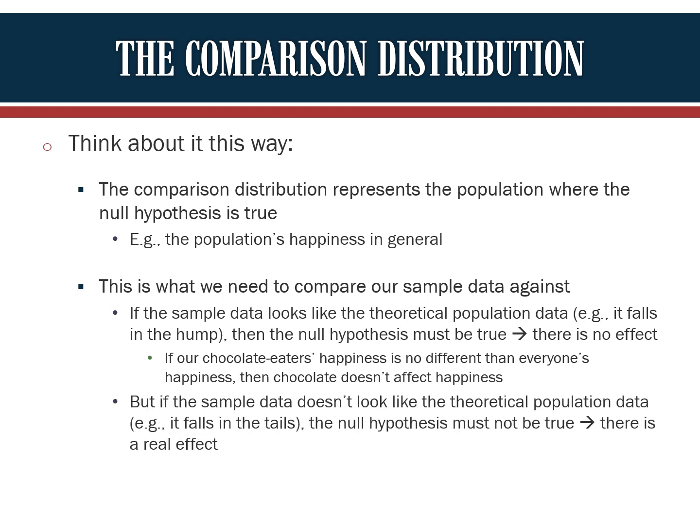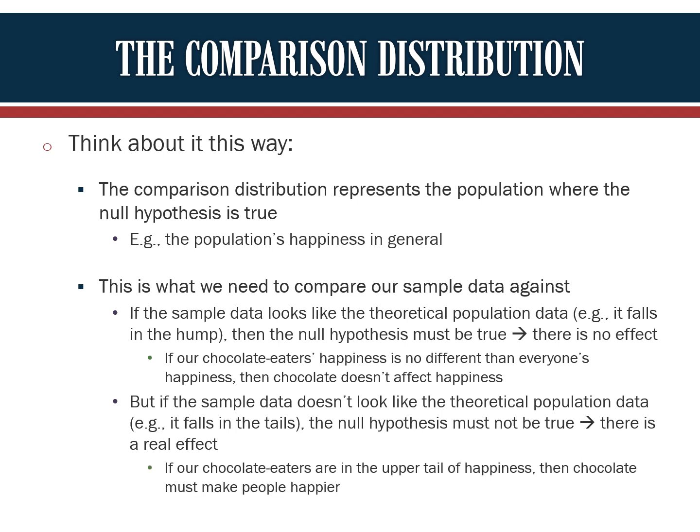But if our sample data does not look like the theoretical population data, so in other words, it falls in the tails, then that means the null hypothesis must not be true, and there is in fact a real effect. In that scenario, if our chocolate eaters are in the upper tail of happiness, then chocolate must make people happier.